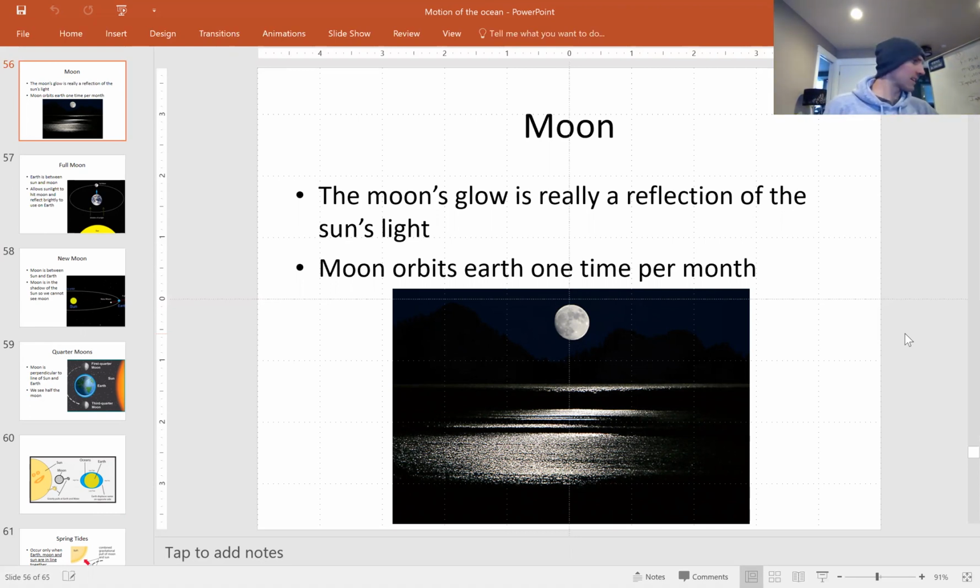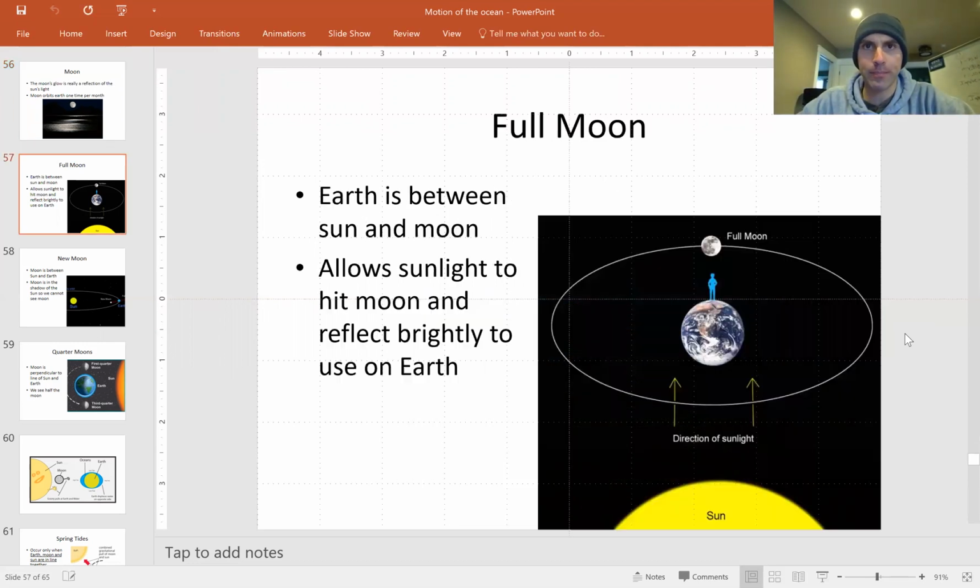So, if I could find my little Earth, here it is. So if the sun is up there and the moon is down here, we can see the moon because it is reflecting the light from the sun. The moon doesn't emit light, it simply reflects the light from that sun. Okay? So hopefully that helps you a little bit. The moon orbits the Earth one time per month. That's why we have one full moon per month, one half moon, one new moon, so on and so on.